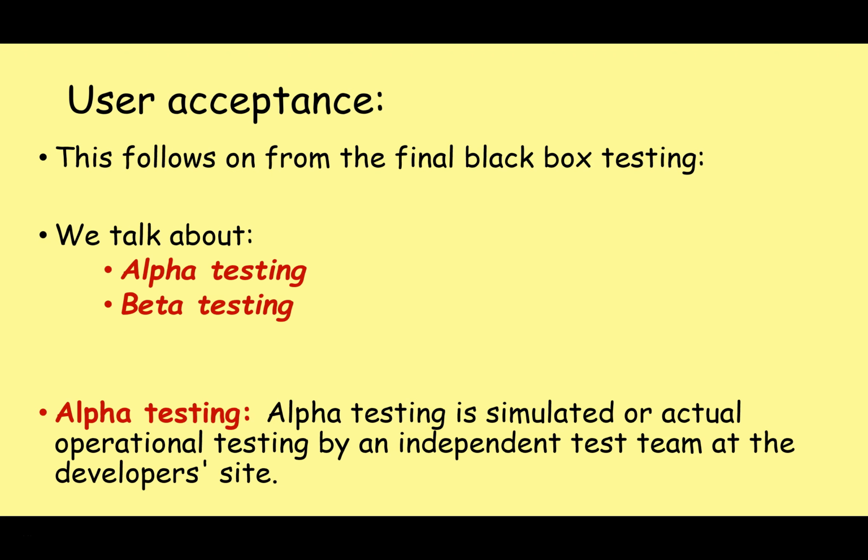Next, we're going to take a look at user acceptance testing. So this kind of follows on from your final black box testing. This involves seeing how the program works for a real or simulated user. We're going to look at what we call alpha testing and beta testing, which you may have heard of. Alpha testing is simulated or actual operational testing by an independent test team at the developer site. So this means getting somebody who's not part of that software development team who's been working on this program to actually do the testing, because they're going to use it differently and maybe find errors and mistakes and usability problems that the software development team might miss.